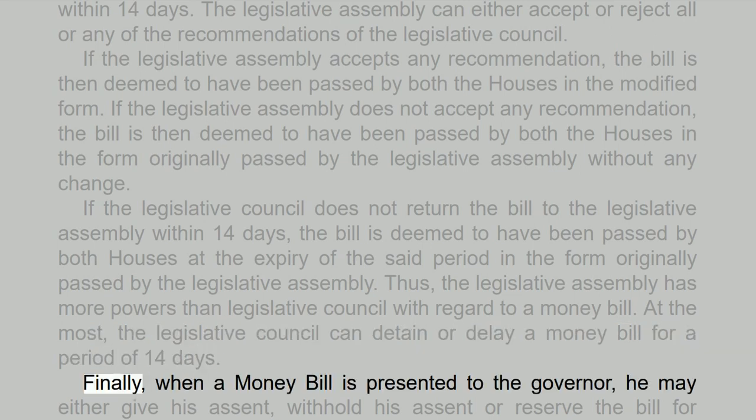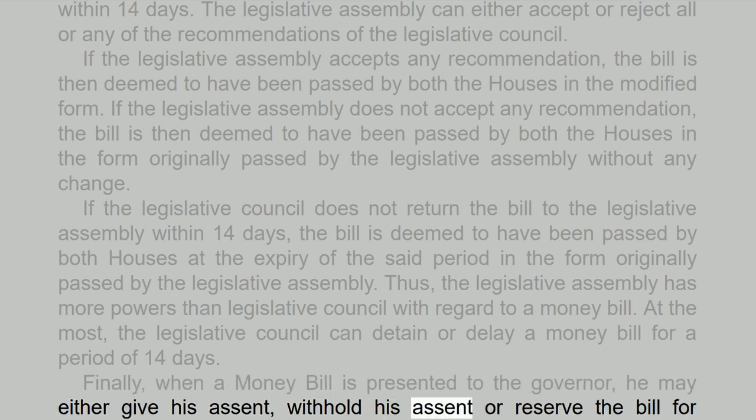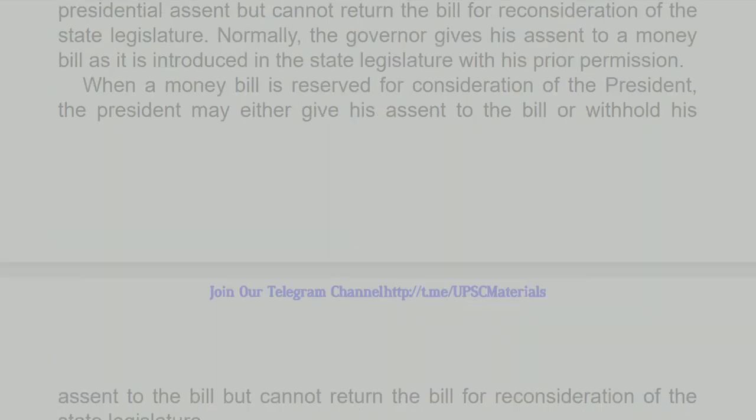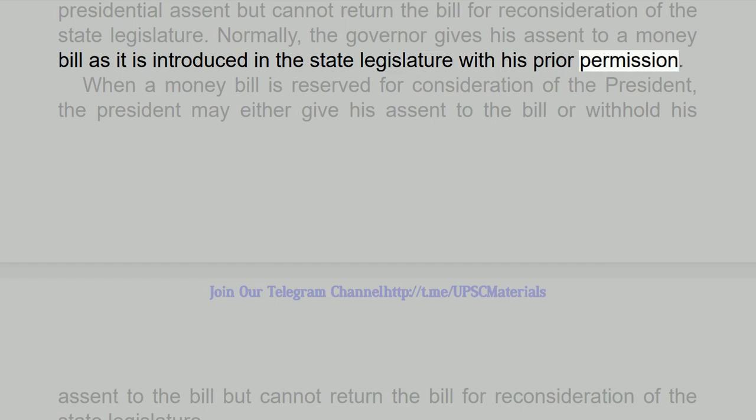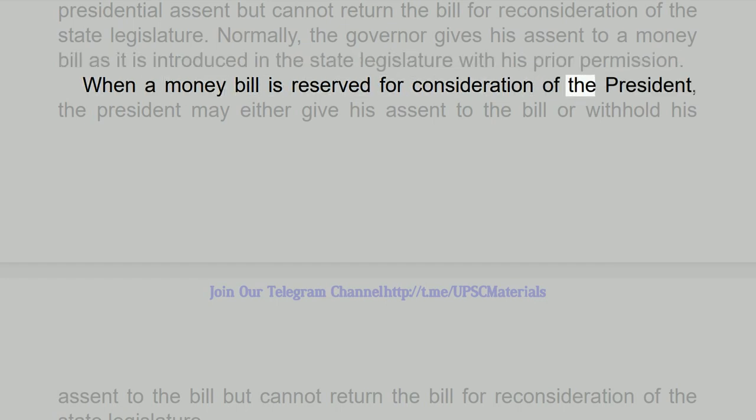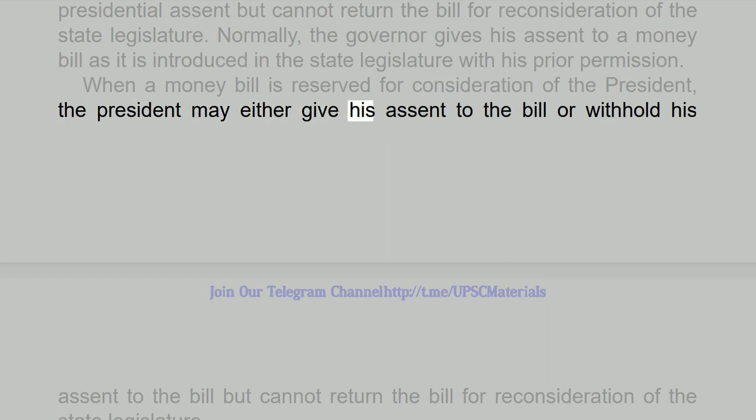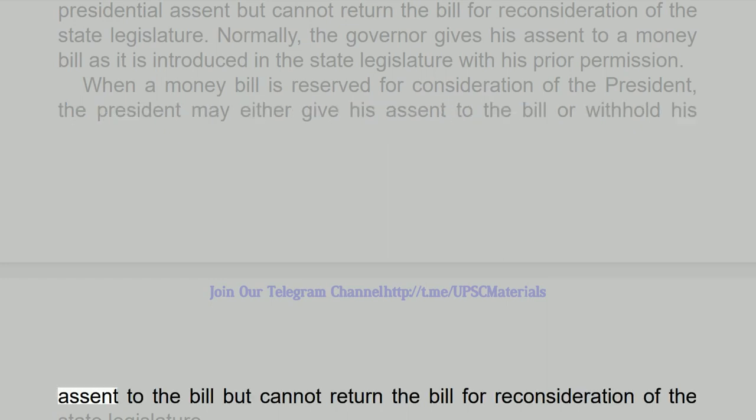Finally, when a money bill is presented to the governor, he may either give his assent, withhold his assent or reserve the bill for presidential assent, but cannot return the bill for reconsideration of the state legislature. Normally, the governor gives his assent to a money bill as it is introduced in the state legislature with his prior permission. When a money bill is reserved for consideration of the President, the President may either give his assent to the bill or withhold his assent to the bill, but cannot return the bill for reconsideration of the state legislature.